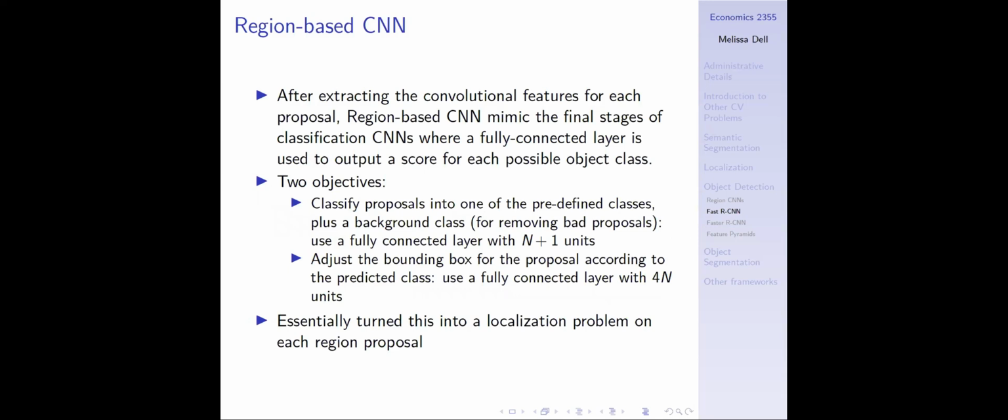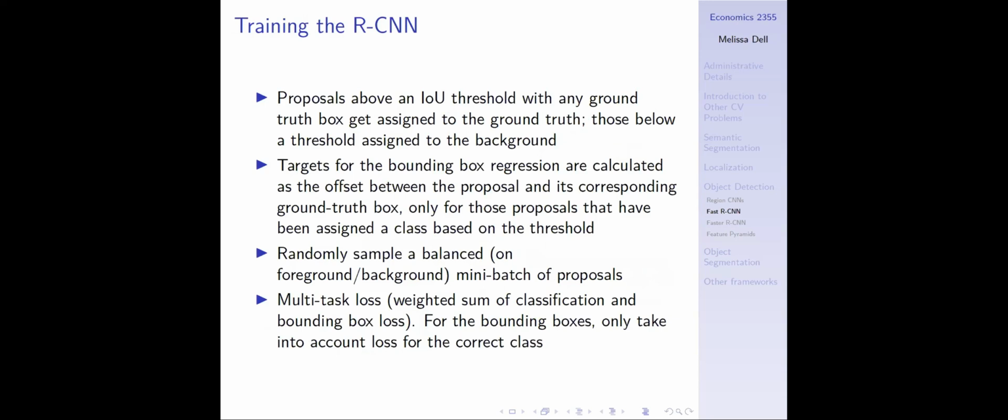Okay, so I'm going to just finish this topic quickly. And so after you've extracted the features of each proposal, the region-based CNN just mimics the final stages of classification CNNs, where you have the classification, and then you have the regression layer, which is going to take that proposed object and adjust the coordinates. It's going to estimate an adjustment to each of those 4 coordinates to make it more accurate. And so we've just essentially turned this into a localization problem on each proposal.